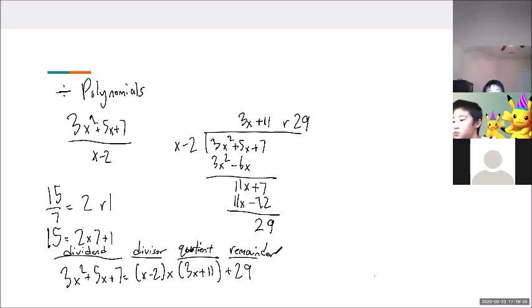Now, if you notice, the remainder has a smaller degree than the divisor. And in fact, it always has to have a smaller degree. And by the way, remember that a degree is just the largest exponent, the largest power of a term in a polynomial. So the degree of 29 is just 0 because the largest power is just x to the 0. The degree of this is just 1 because the largest power is just x to the 1, as you see over here. The degree of the remainder always has to be less than the degree of the divisor.